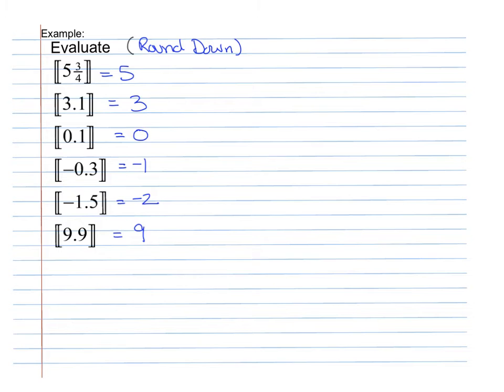Okay, remember, when we're doing it with the negatives, we're rounding down, so we have to round down to the next number. So again, if you have a number line, this is negative 1, this is negative 2, that negative 0.3 is there, so we have to round down. Just like that negative 1.5, we have to round down.